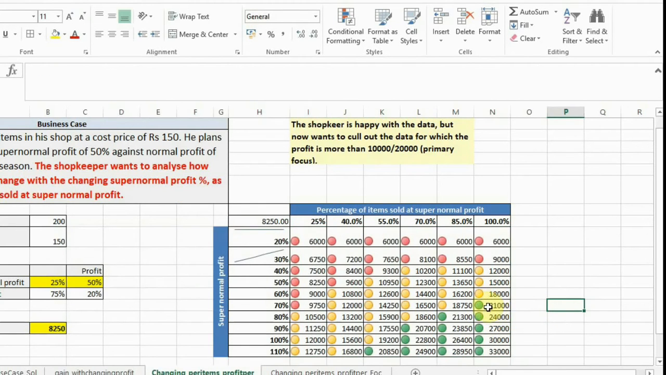So now we know that the values for which there are green icons and amber icons are the ones which, as a business strategy, you should focus on. Very easy to use, right?